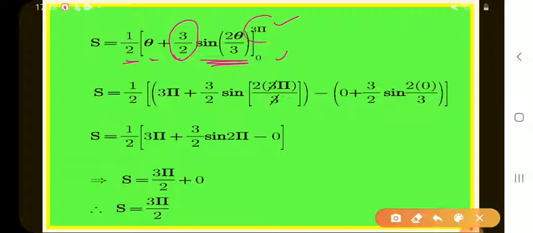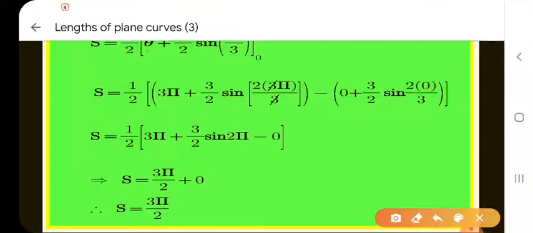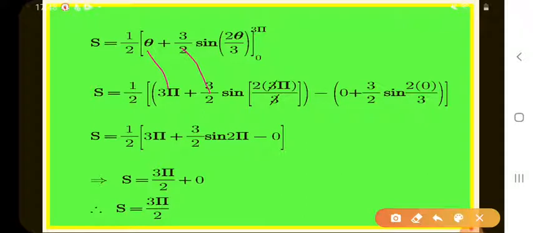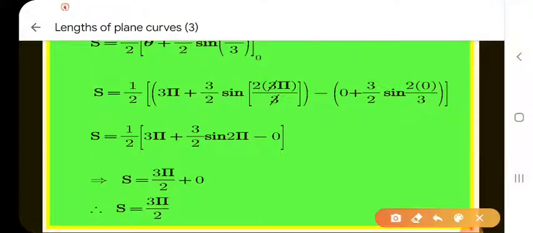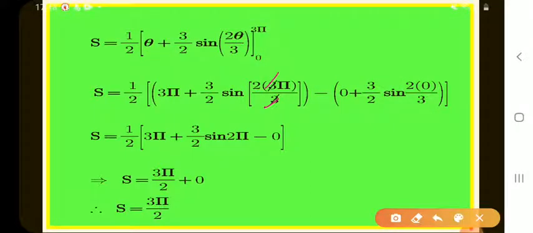Next, first I substitute 3 pi in theta place. So, 3 pi by 3 minus 3 by 2 sine 2 times 3 pi by 3. Now I substitute the limit value 0 in theta place. So 0 plus 3 by 2 sine 2 into 0 by 3. Okay. Next, now I cancel 3 and 3 in this term.